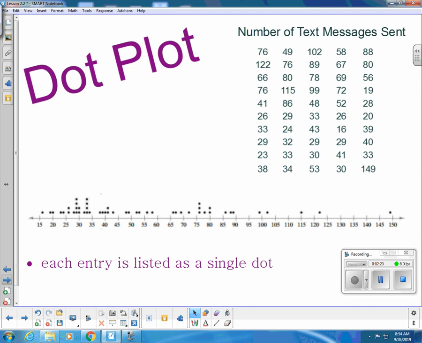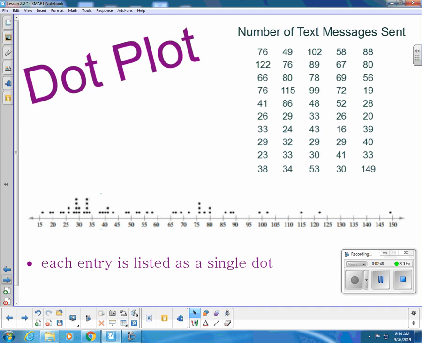So a dot plot, just like the stem and leaf plot, every single data point is shown separately. A little bit more complicated because you have to have that number line that encompasses all of the points. You can see where they're estimated. Dot plots are nice because you can quickly see groups, like with a stem and leaf plot.